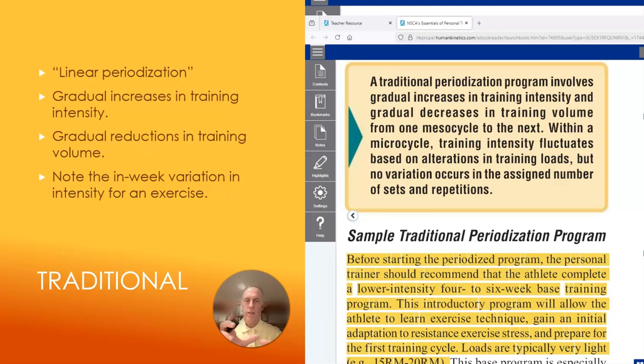I love these little boxes that they have, and some of them are great. They talk about gradual decreases in training volume from one mesocycle to the next, but then in a microcycle training intensity fluctuates based on alterations in training loads, but no variation occurs in the assigned number of reps, sets, and repetitions. Okay, got it.